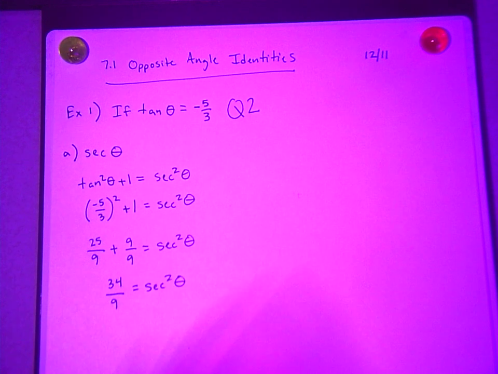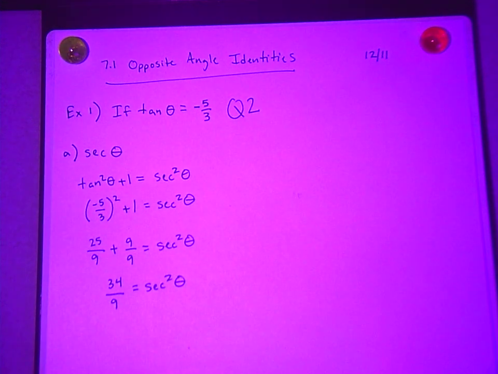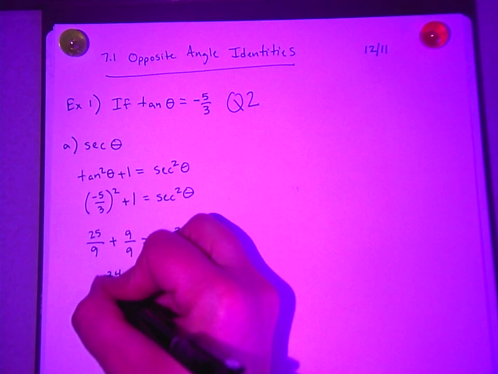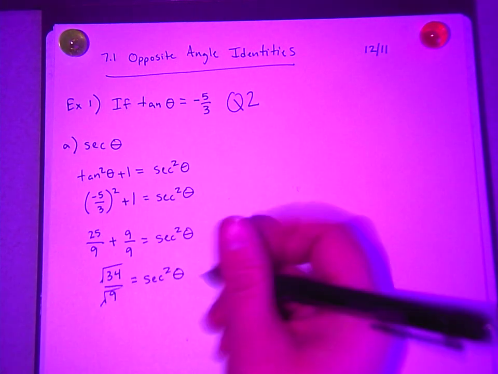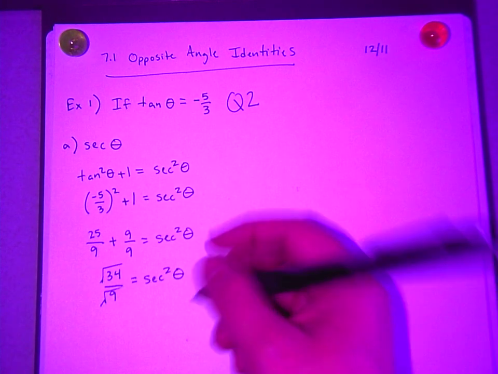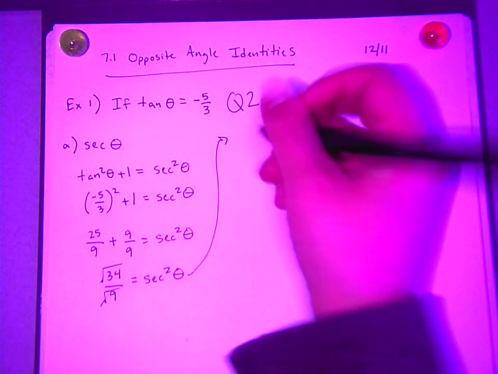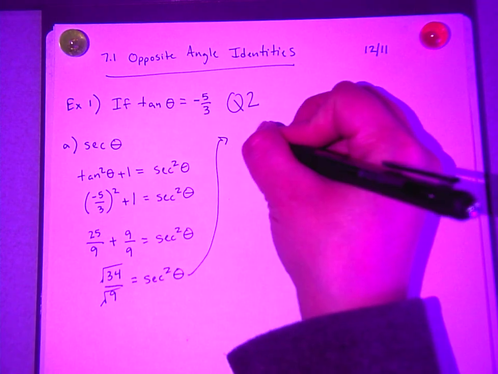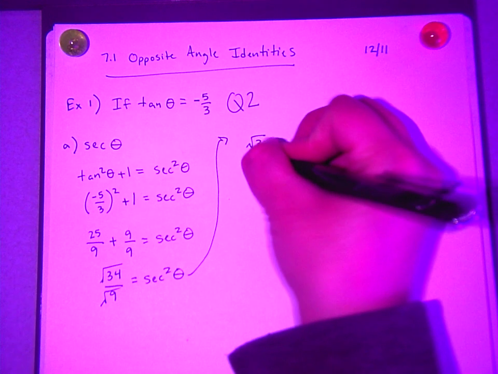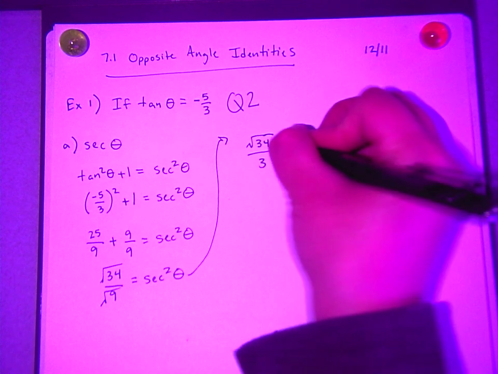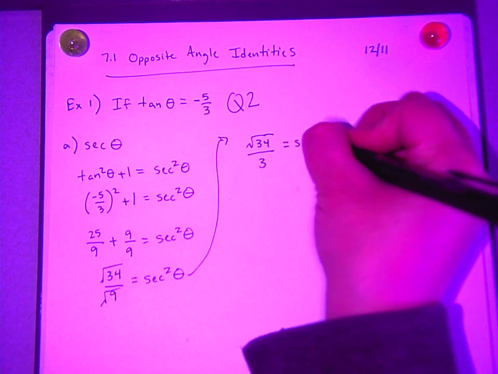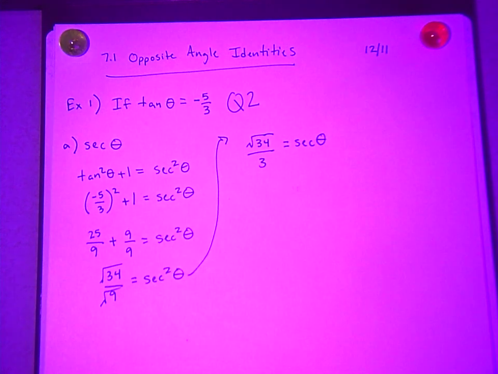Now what? How do I get secant by itself? Square root on the top and the bottom. I called it the front, don't know why. That's the square root of 34/3 for the secant. Although then I have to decide whether it's positive or negative, because once you do a square root, you always have to do a plus or minus.